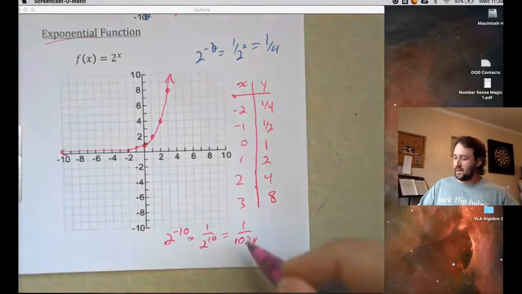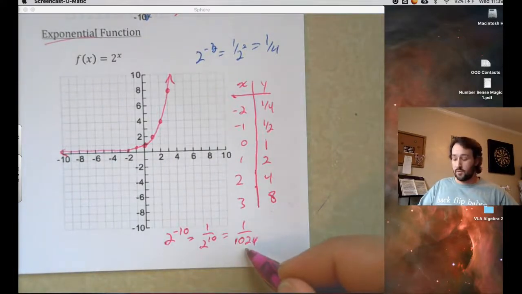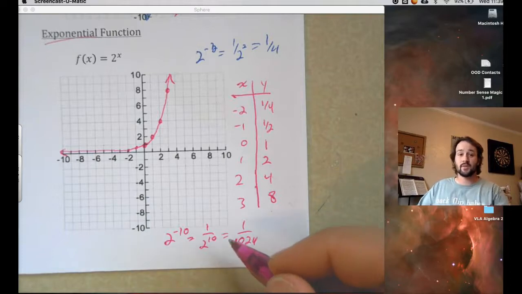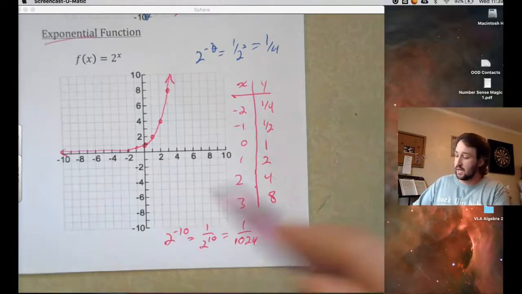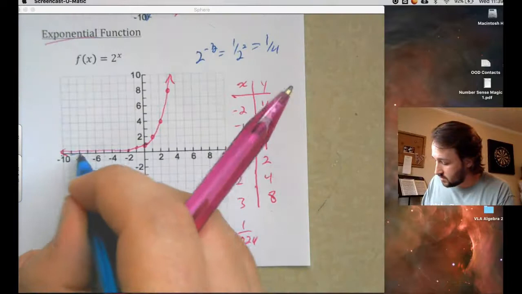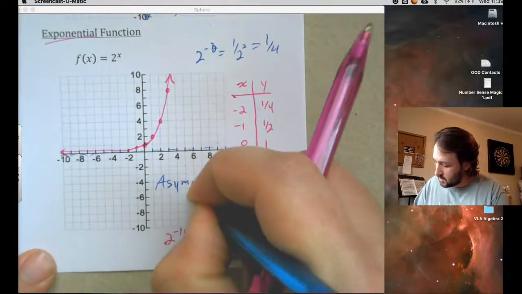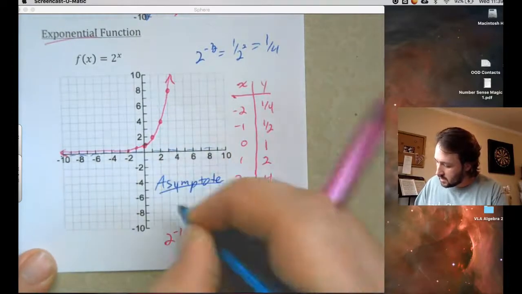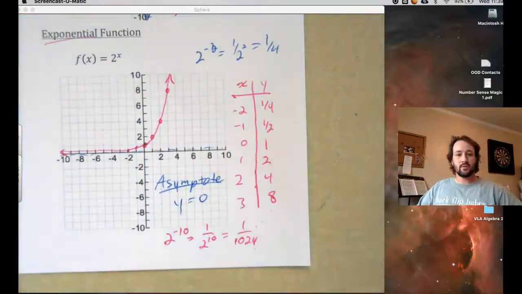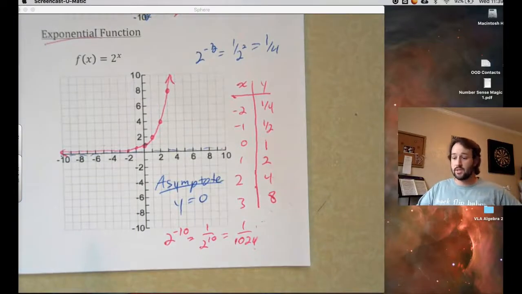All right. Anyways, so that would be 1 over 1024, which is still not 0. So it's going to get really, really close to 0. So this one actually has an asymptote if they ask you about it. Asymptote at y equals 0. It's going to get closer to y equals 0, but it's never actually going to touch it.